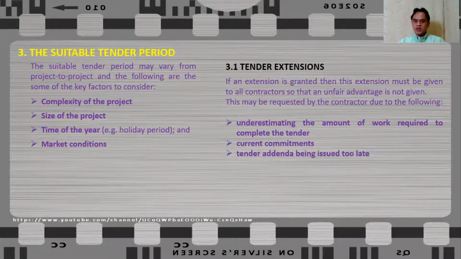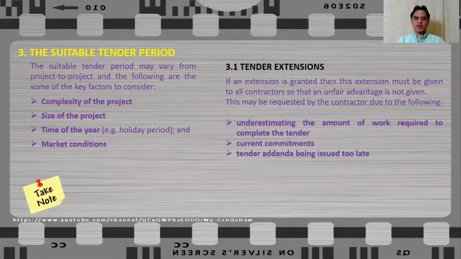Tender addenda is issued too late. So when the tender team issued a tender addenda near to the tender submission date, what will happen is that the contractor will not have enough time to review the addenda. Therefore, the contractor may request for tender extension.